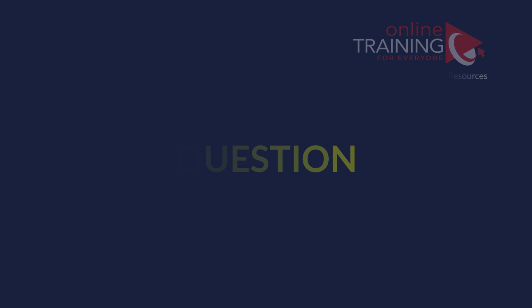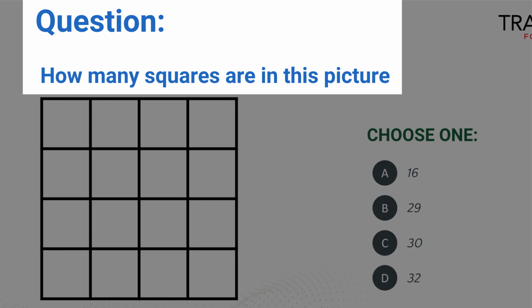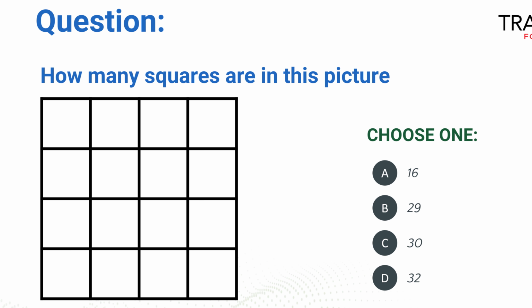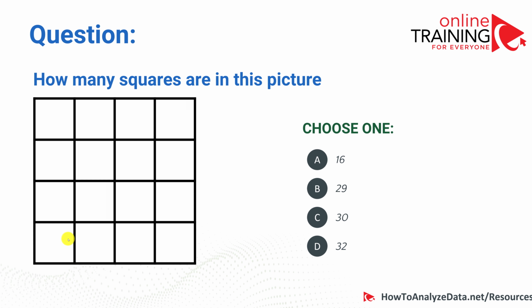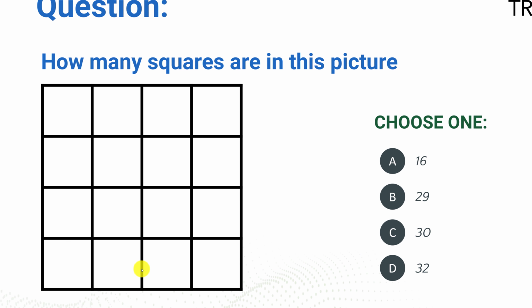And now, let's look at the question which confused tons of people during the test. How many squares are in this picture? And you have choices of 16, 29, 30, and 32. Which one do you think is right? The confusing part of this question comes with the fact that squares are not only the small squares that are shown in the picture. So if you count only small squares, the answer would be 16.